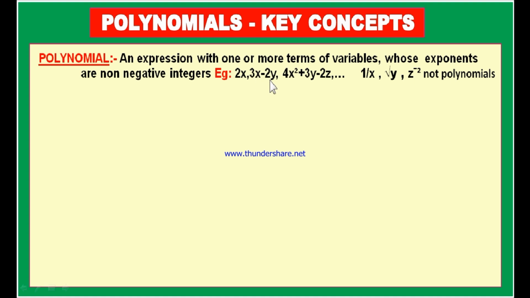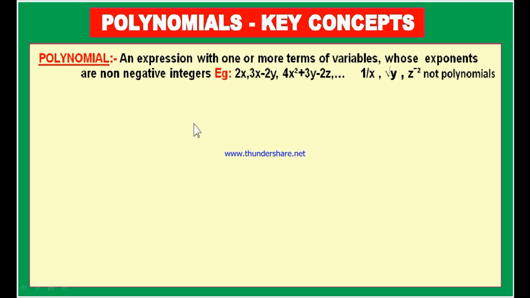Here, how many variables can you find in this expression? x is one variable and y is the second variable. And in these two terms, what about the exponent of x? The exponent of x is 1 and the exponent of y is also 1. Therefore, the exponents of these variables are non-negative integers. Therefore, 3x minus 2y is an expression with one or more terms of variables, where the exponents of the variables are non-negative integers, therefore 3x minus 2y is also a polynomial.